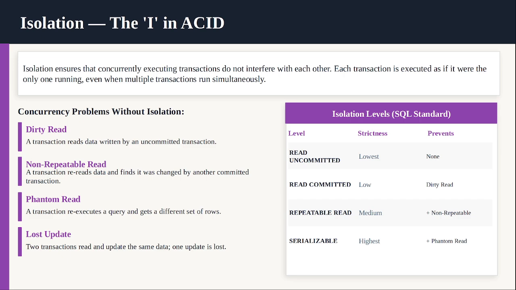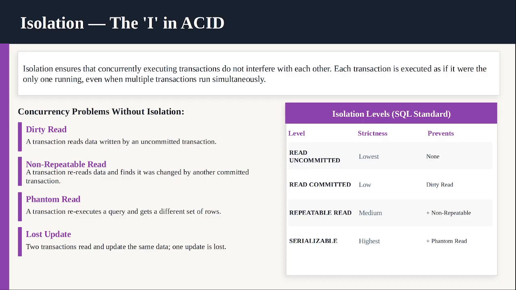Concurrency problems without isolation. Dirty read: a transaction reads data written by an uncommitted transaction. Non-repeatable read: a transaction reads data and finds it changed by another committed transaction. Lost update: two transactions read and update the same data, and one update is lost.